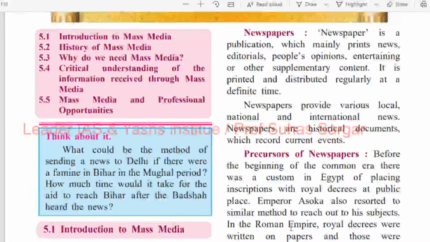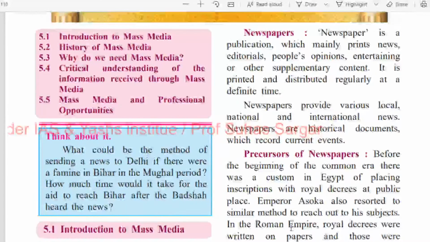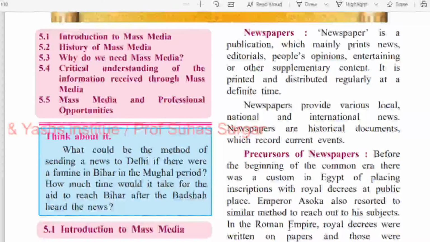In box, think about it. What could be the method of sending a news to Delhi if there were the famine in Bihar in the Mughal period? How much time would it take for the aid to reach Bihar after the Badshah heard the news?